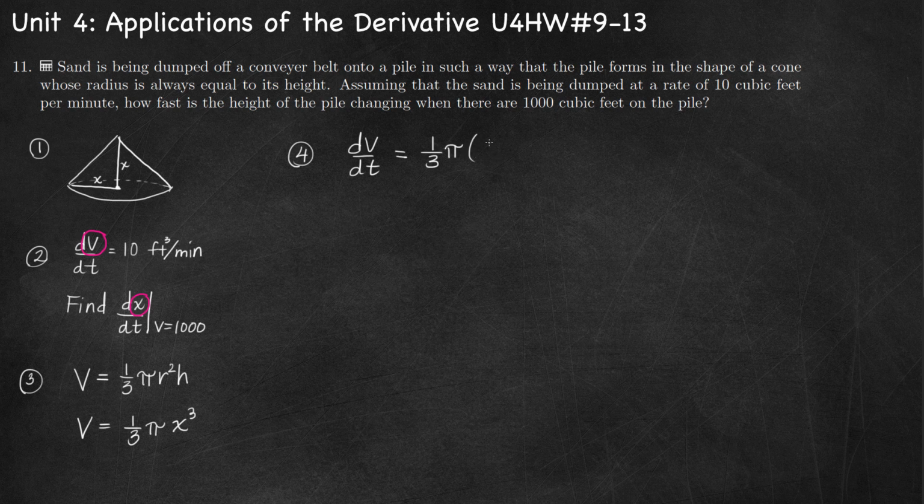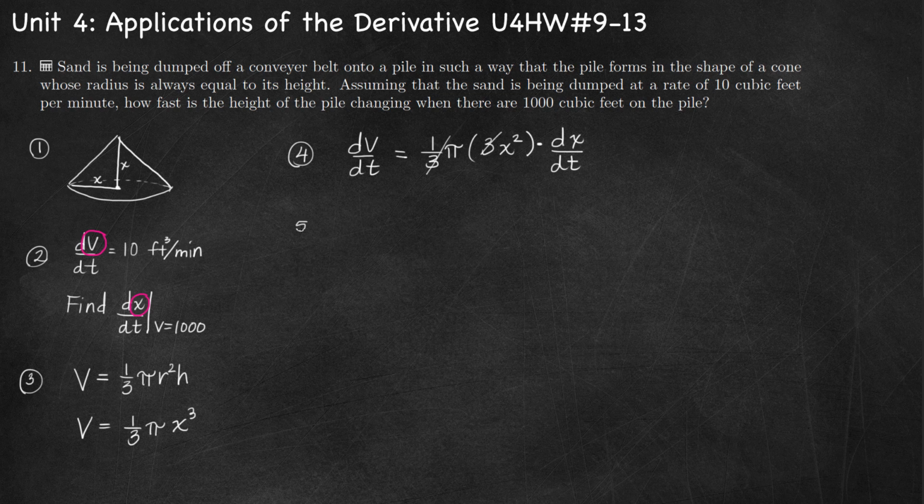And the derivative of x cubed is 3x squared with respect to x, but I need to take my derivative with respect to t, so I'm multiplying by dx/dt to compensate for the change in variable. 3x squared is the derivative with respect to x. We multiply that by dx/dt to get the derivative with respect to t. We can simplify here a little bit. I've got 1/3 times 3, that's just equal to 1. So dV/dt equals pi x squared times dx/dt.